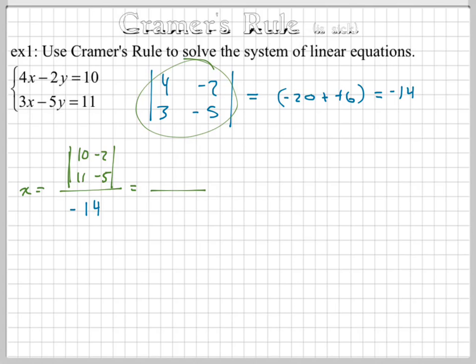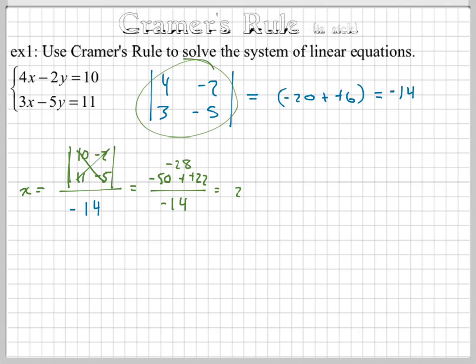This equals... Wait, is it a matrix? Or we're going to find a determinant of it. Okay. That's why I have the straight lines. So I have -14 right there. On the top, I have 10 times -5, which is -50, minus -2 times 11, which is -22. So that's adding 22. -50 plus 22 is -28. And that is going to equal -28 divided by -14. That's positive 2. That is your x.